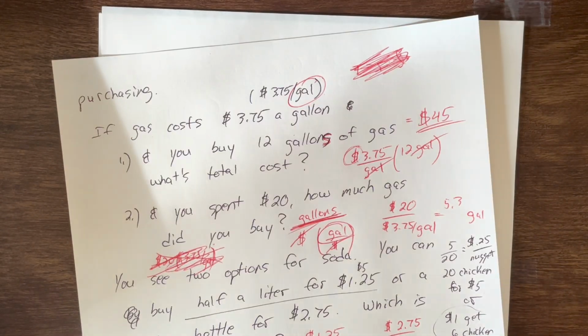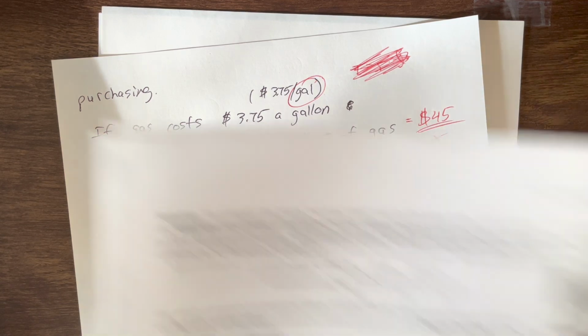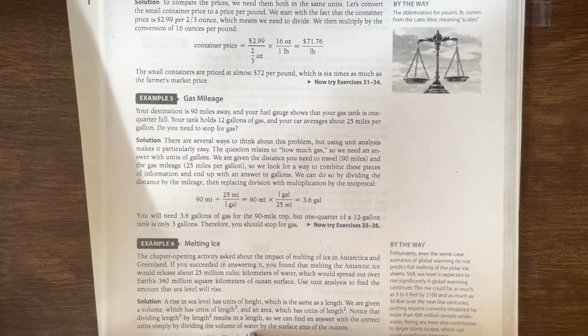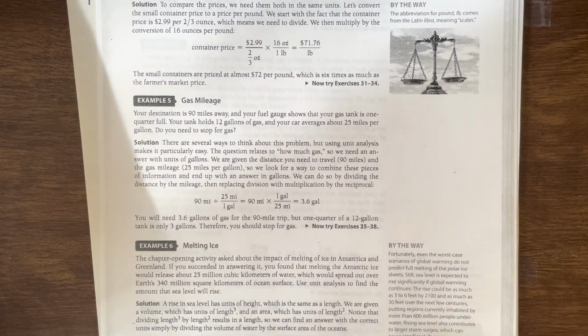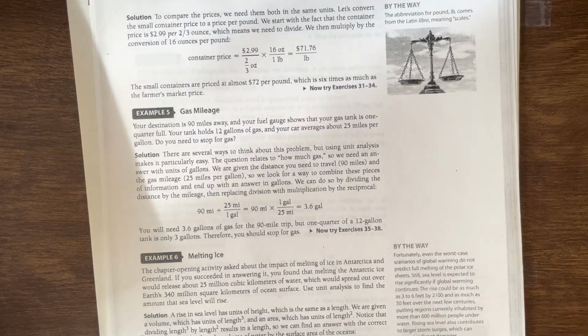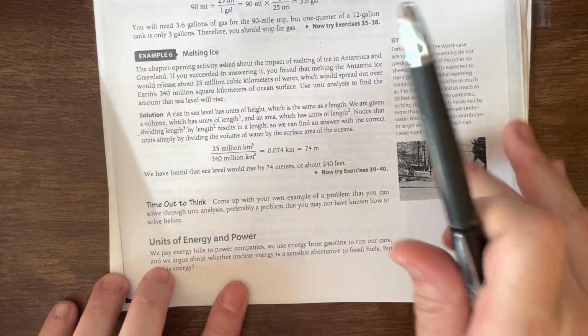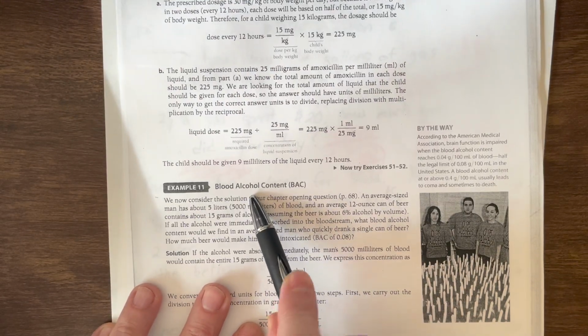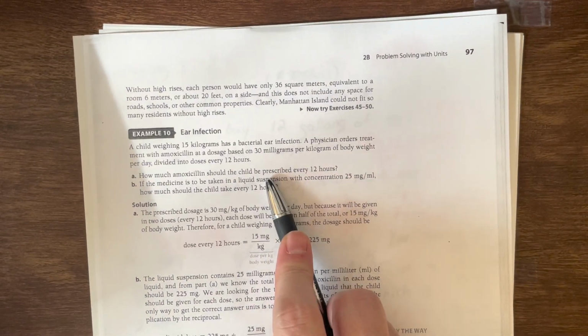So the very last thing here, I do want to point out there's a little in between that I'm skipping over. They do talk a little bit about density. It's interesting. Population density. They do a little blood alcohol problem. They do a quick discussion on units of energy and power. It's interesting, but here's the blood alcohol content example. The last thing I want to talk about is a little bit of dosage.